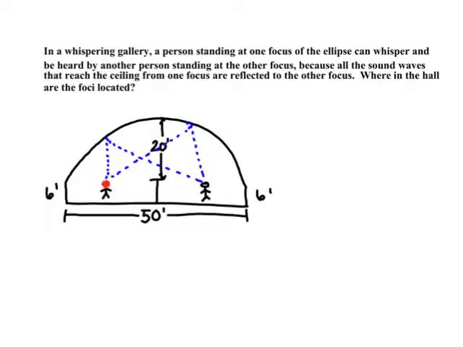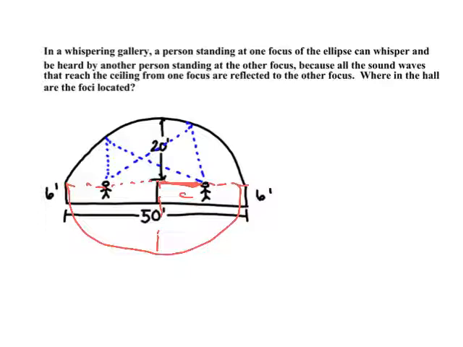So we're looking for where this person is standing and where this person is standing. Just so that you can see, this is a semi-ellipse in that you could kind of continue the ellipse down here, and this is your major axis, and this is your minor axis. So they give you a whole bunch of information, and what we're going to do is actually write the equation of this elliptical shape and then use it to find the location or the value for c, because c is the distance from the center to the foci, and that will answer our question.